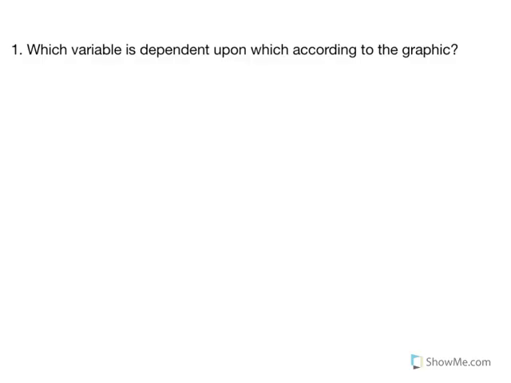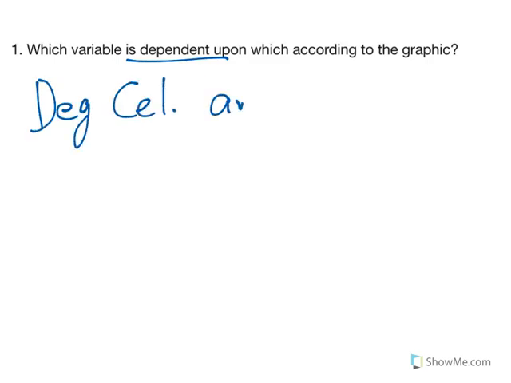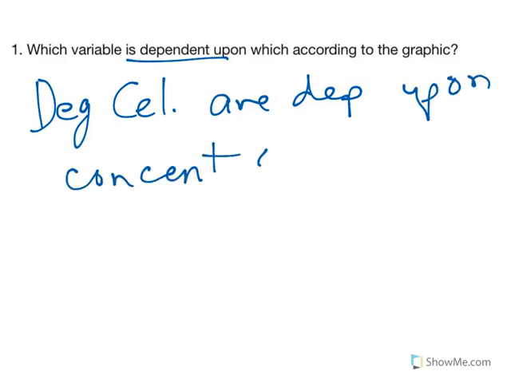Number 1, which variable is dependent upon which, according to the graphic? So which variable is dependent? Well, that would be degrees Celsius are dependent upon the concentration of CO2 in parts per million. Because we know that dependent is the Y value, and so the Y value is dependent on the X value.